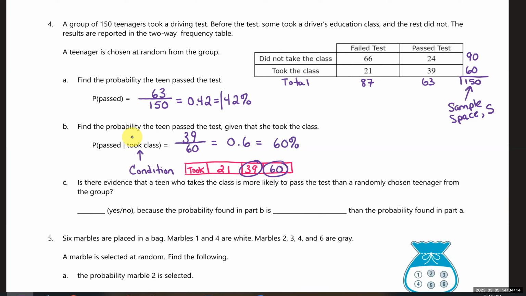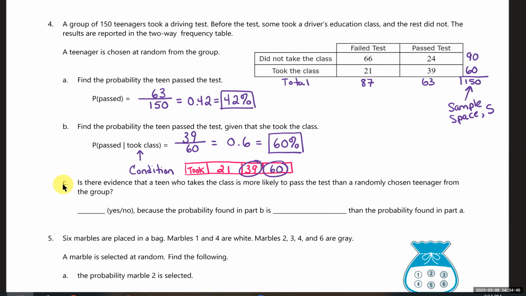So the idea here is that in general, 42% passed. But if you consider people that took driver's ed, that bumps up to a 60% pass rate. So it's looking like taking driver's ed was helpful because I'm seeing a pretty big jump in the percentage who passed. So that's this last part. It says, is there evidence that a teen who takes the class is more likely to pass the test than a randomly chosen teenager from the group?